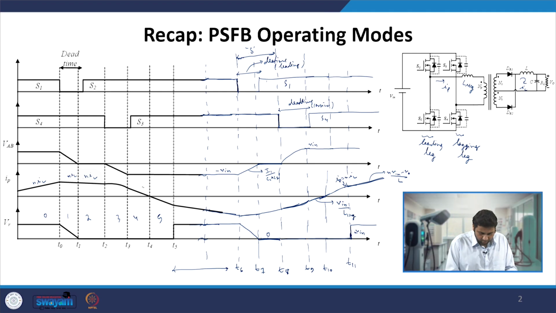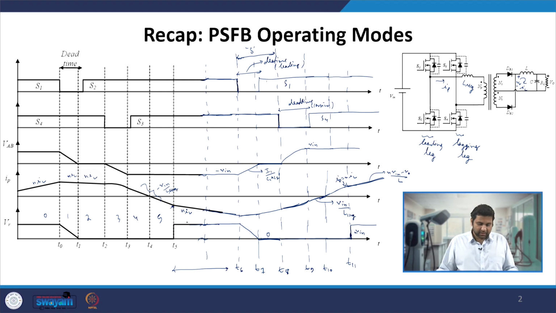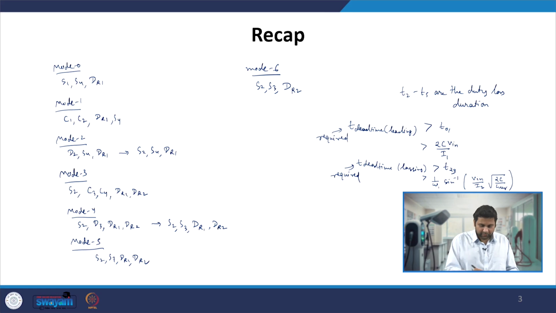Here the slope is defined by minus V in by L leakage. The slope continues until IP equals N IL, the reflected current from IL. Till that point, the output rectifier voltage applied across one end of the output inductor is still 0, and after that the voltage of N V in will be applied across that end of the inductor.